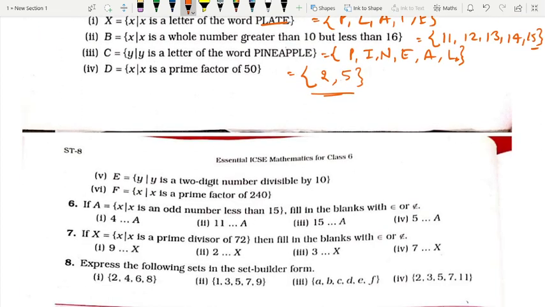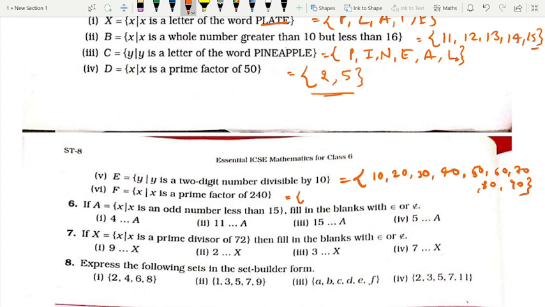Okay, y says that y is a 2-digit number divisible by 10. 2-digit number divisible by 10. So we can write down 10 itself, 20, 30, 40, 50, 60, 70, 80, 90. So 2-digit number, after that 100 will be the 3-digit number. We will just stop here.